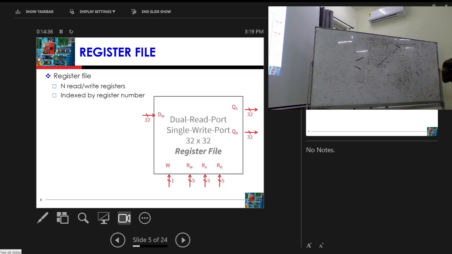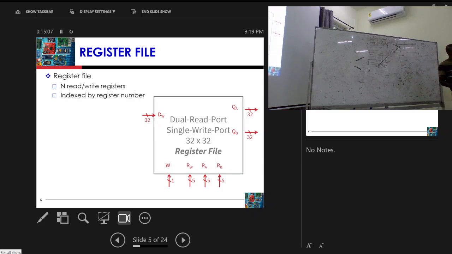Now, to also write, I need another signal known as the write enable. Only 1 bit. To be able to actually write, write enable must be 1. Then I give it the address, and whatever data is here will be written to the location specified by the write address, which is 5 bits. Right? Yes.